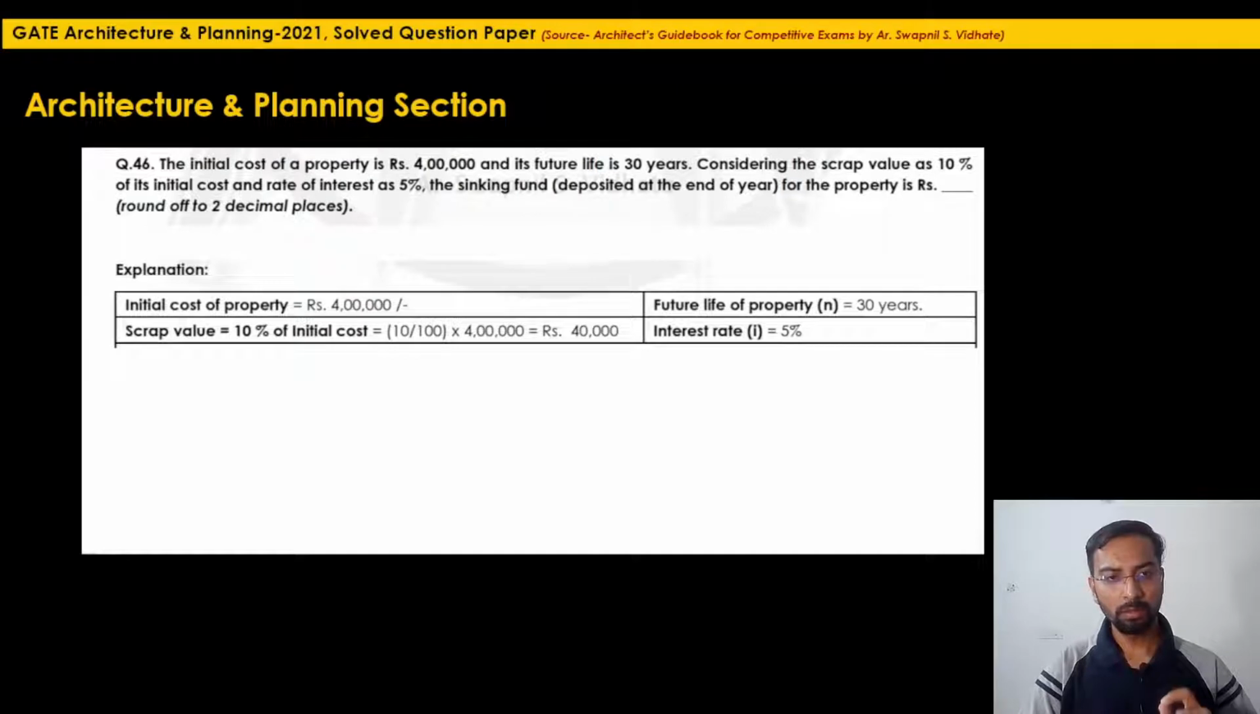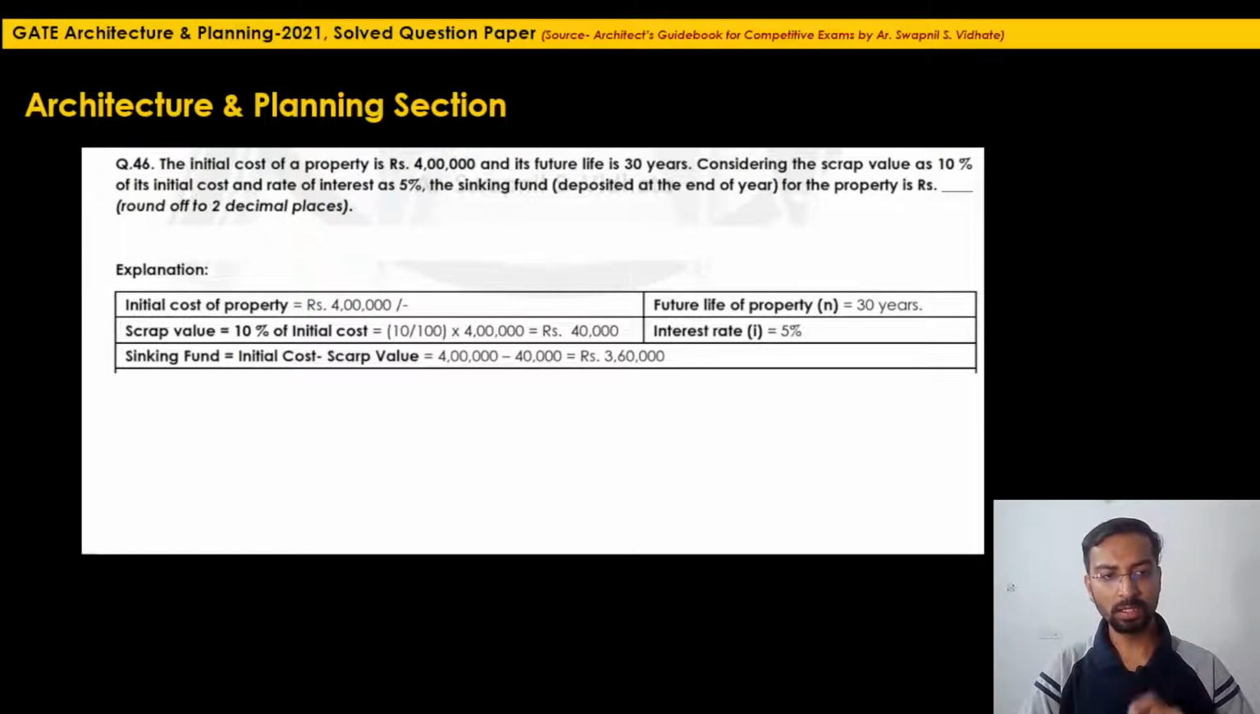Initial cost of property, just tabulate or write down the values. Initial cost they have mentioned is 4 lakh, and scrap value 10% of initial cost, which will be 40,000. Future life we note down as N is 30 years. Rate of interest is 5%. Now what is the formula for sinking fund? It is the money we have to accumulate, which is the initial price minus the scrap value. That much value we have to accumulate in that future lifespan period. So it will be 3,60,000.